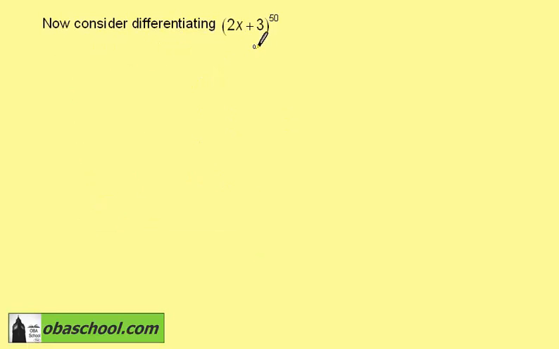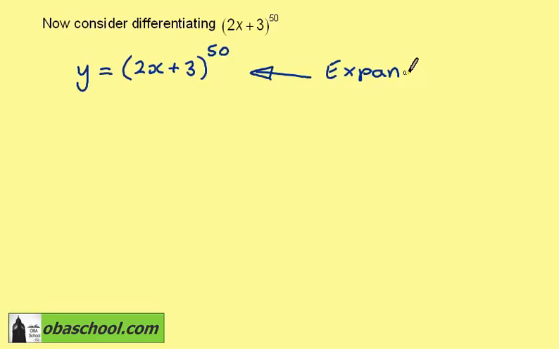Now consider differentiating (2x + 3) to the power 50. We can begin by letting y be equal to (2x + 3) to the power 50, but expanding this will take a long time, even if we expanded using the binomial theorem. If we expand this, it has 51 terms. There simply must be a better way of doing it, and that brings us to the chain rule.